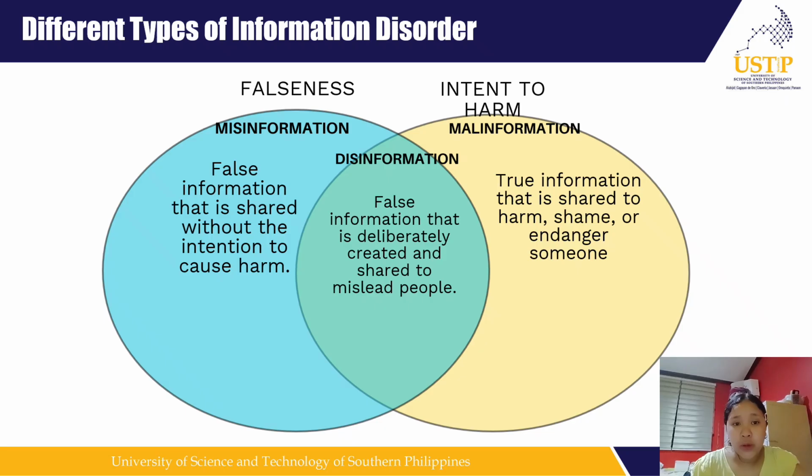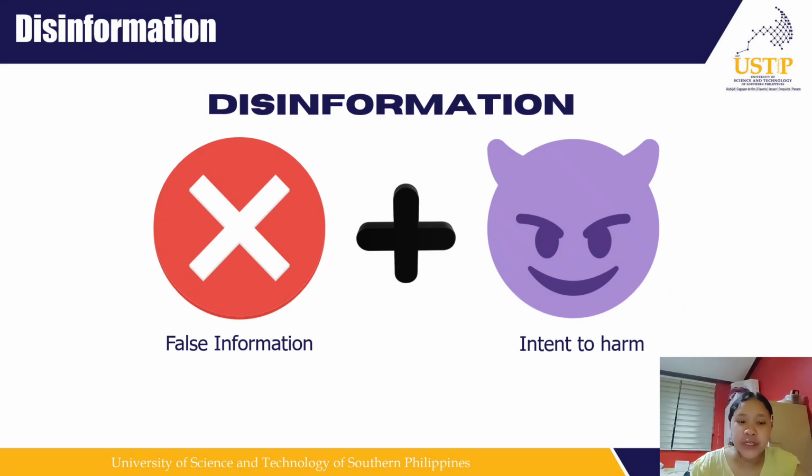So now that we know our three types of information disorder, let's dive deep into each one and discuss an example for each. So first we have here is disinformation. So simply put, disinformation is false information plus the intent to harm. So it is false information and it is shared with the intent to harm.